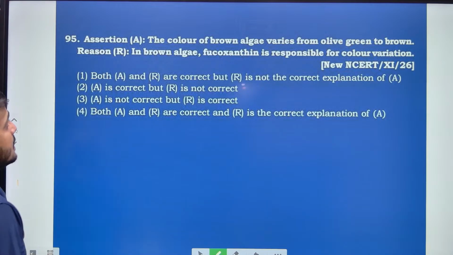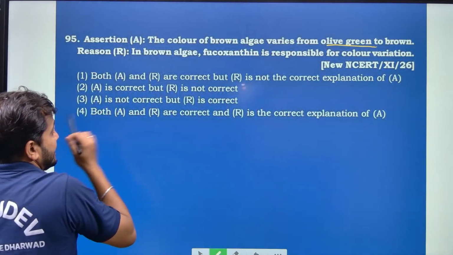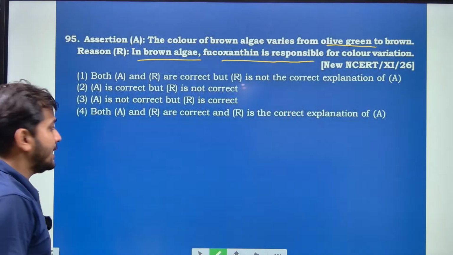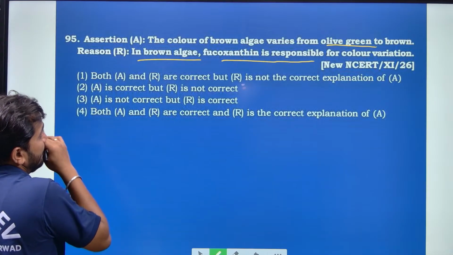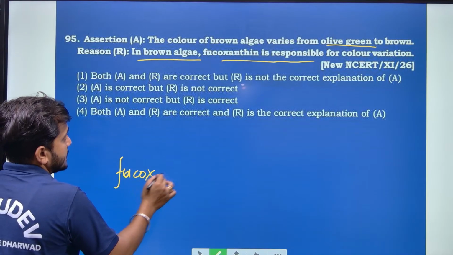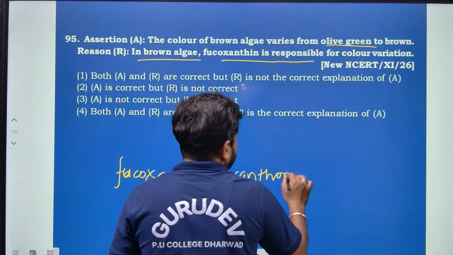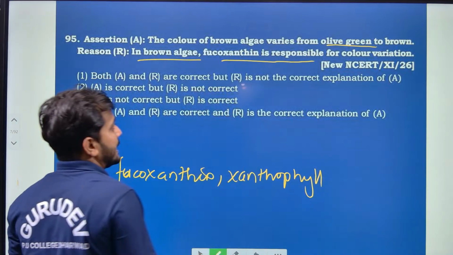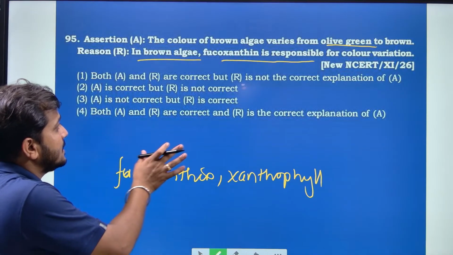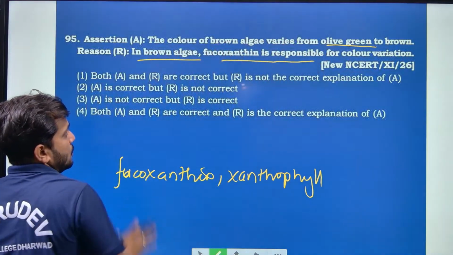Then the next question, mainly an assertion: the color of brown algae varies from olive green to brown. Then, in brown algae, fucoxanthin is responsible for color variation. Then here they have given options. Based on that, consider the fucoxanthin and even the xanthophyll; these are the pigments which are actually responsible for the color of the algae, right? The variation in color from olive green to brown can be seen in the algae.